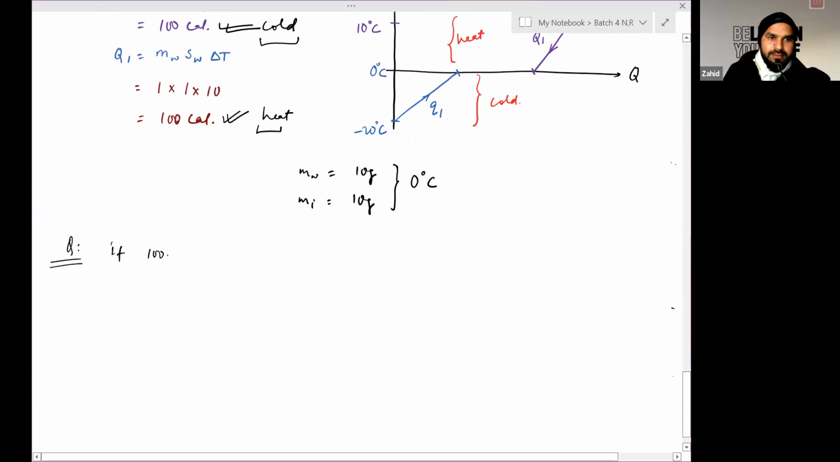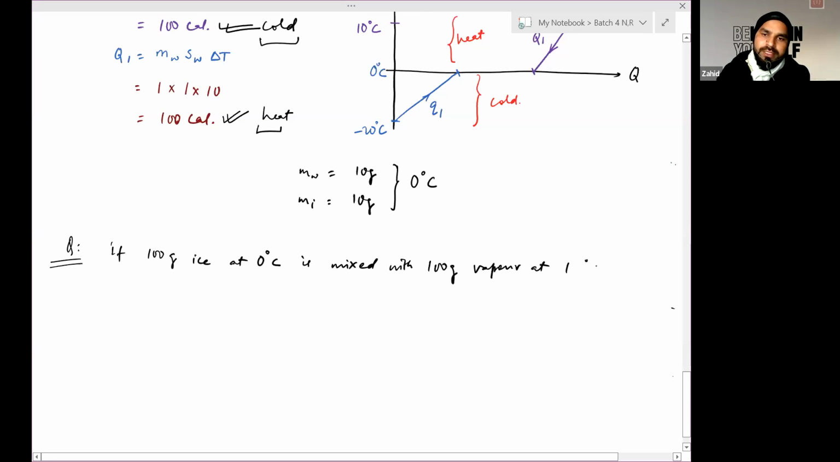If 100 gram ice at 0 degrees Celsius is mixed with 100 gram vapor at 100 degrees Celsius, find the resulting temperature and their amount.